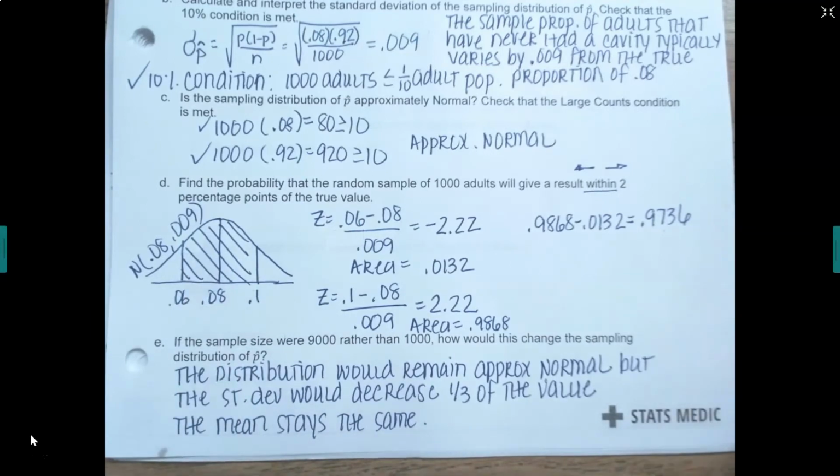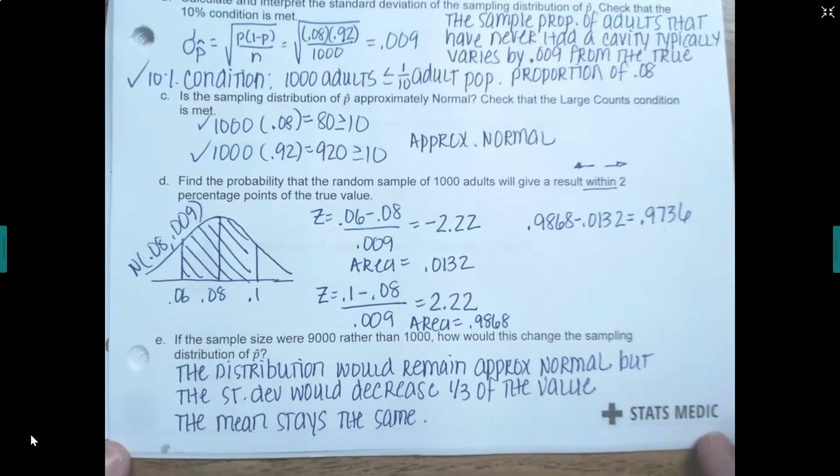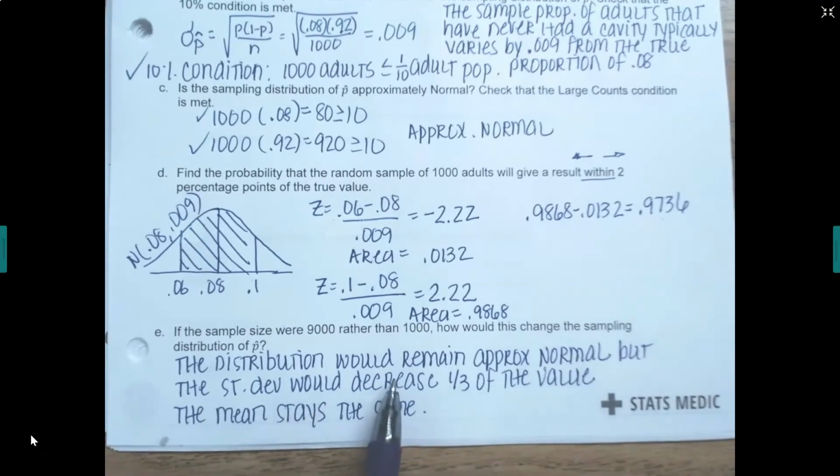And then if the sample size were 9,000 rather than 1,000, what would happen? The distribution would remain approximately normal, but the standard deviation would decrease by 1/3 once you start taking the square root here. And then the value of the mean stays the same.